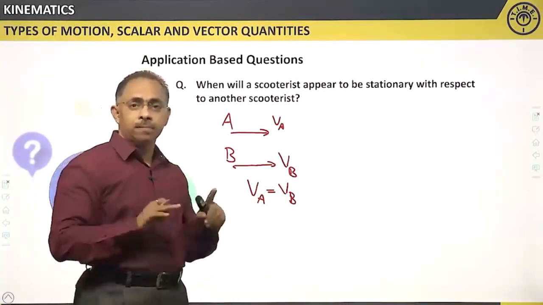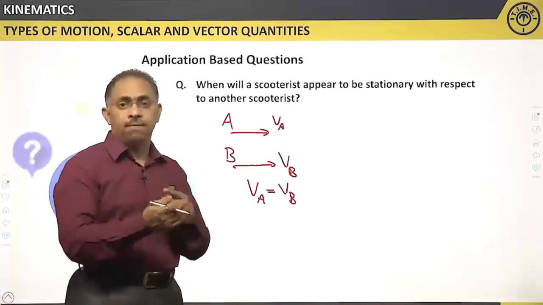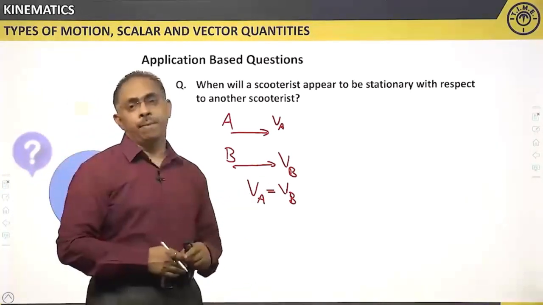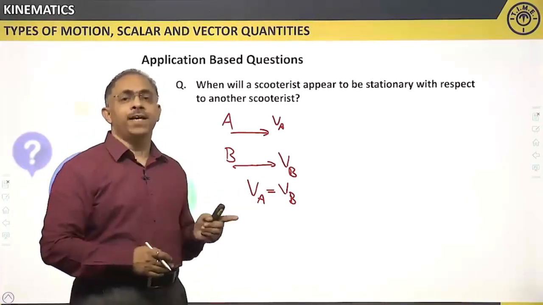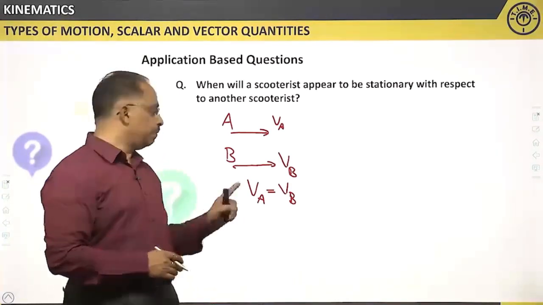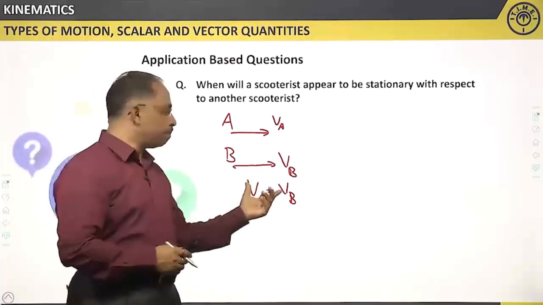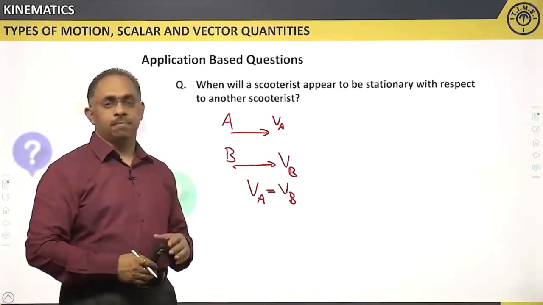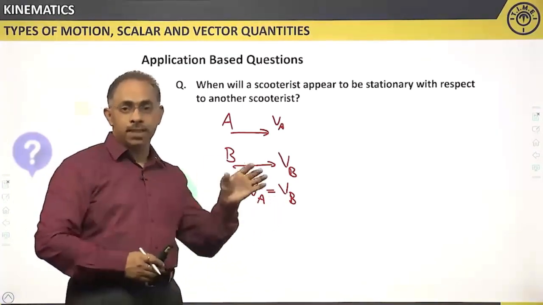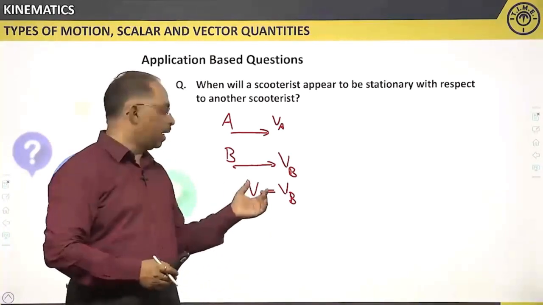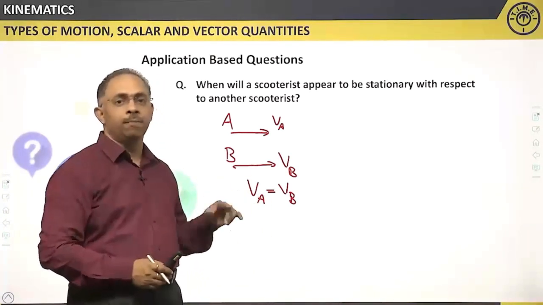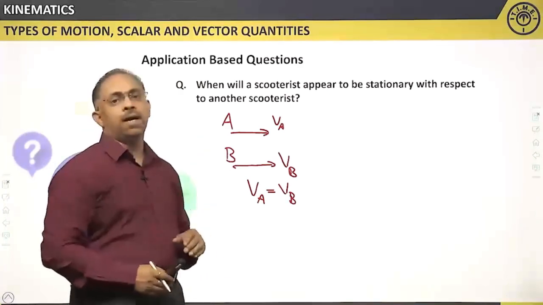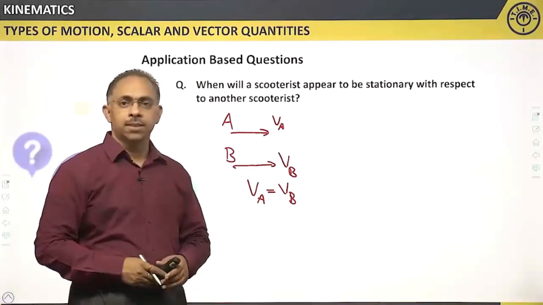If the magnitude of the speed is equal, but they are traveling in opposite directions, then also we will not say VA is equal to VB. Then we have VA is equal to minus VB. When I say VA is equal to VB, it implies magnitude as well as direction of motion. Is it clear? Magnitude of the speed as well as direction of motion, both should be identical. Then only we will be able to say that one scooter is at rest with respect to another scooter. Hope the solution is clear.